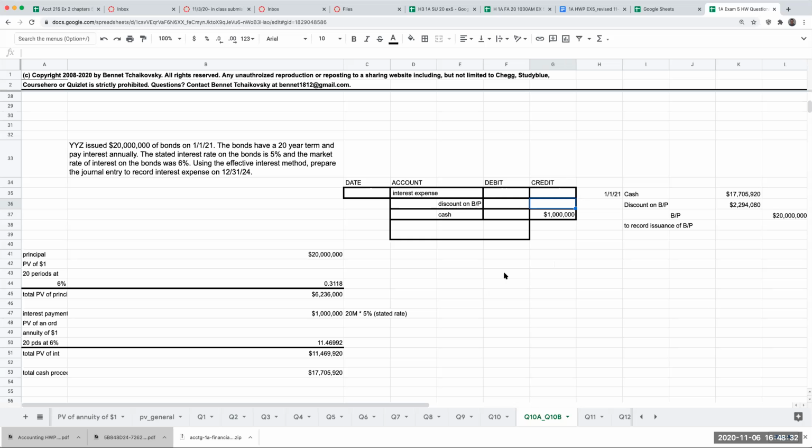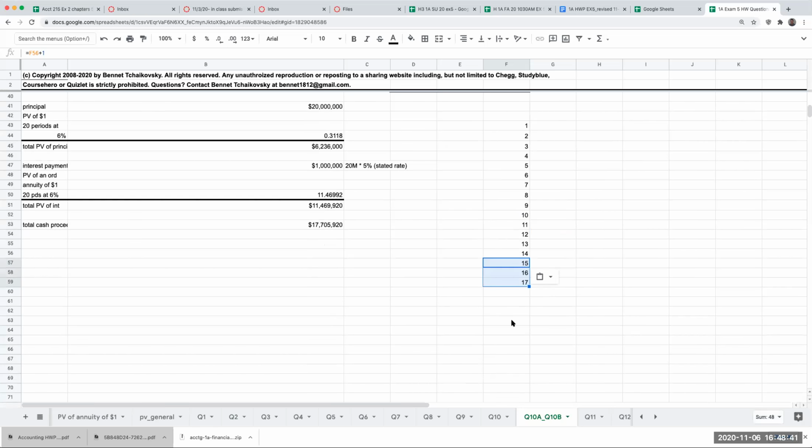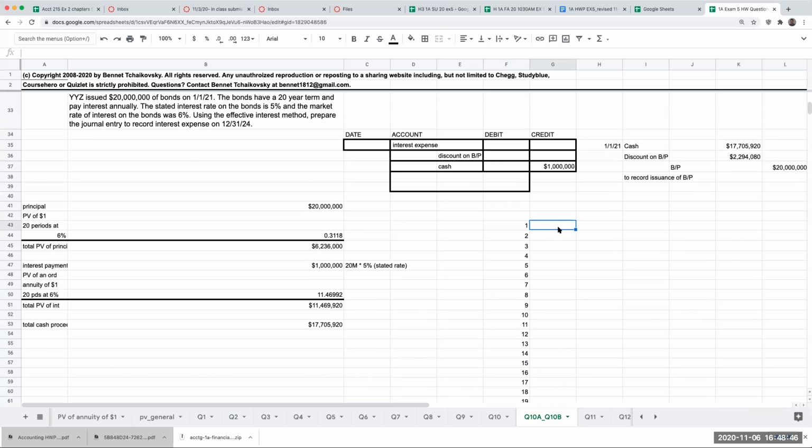Okay, so over here we've got year 1. Well, this will be exciting. We've got a total of 20 years, and my first year is 1/1/21. We'll call this 12/31/21. It's going to be the first time I'm going to be paying my interest. Okay, and let's then do this.